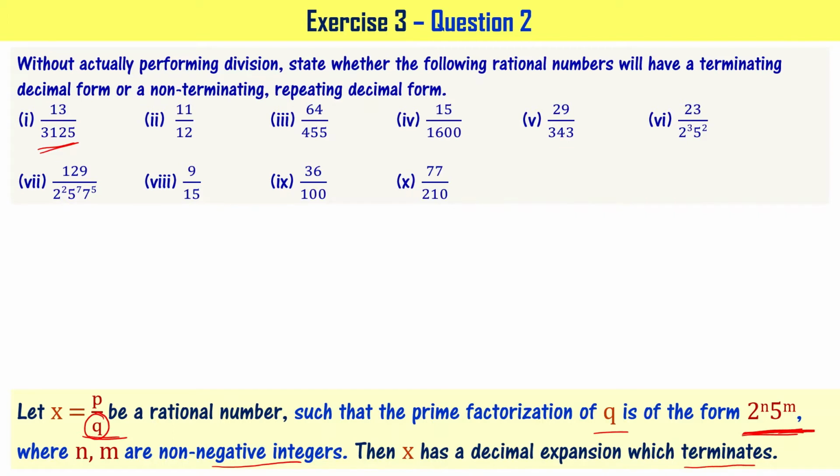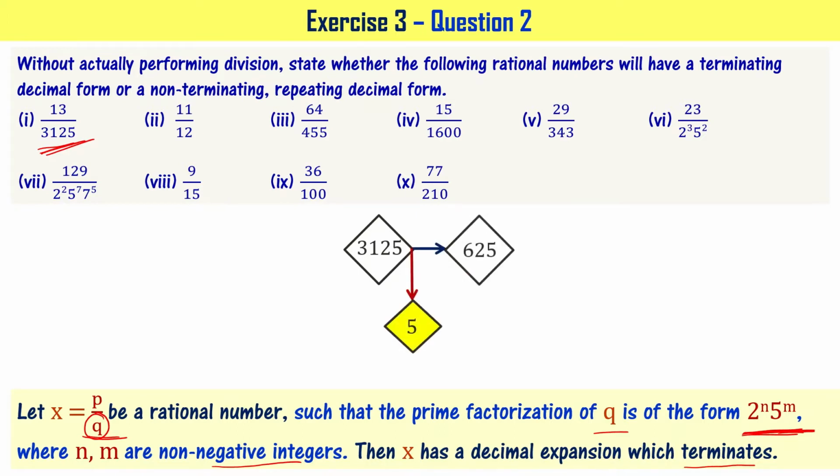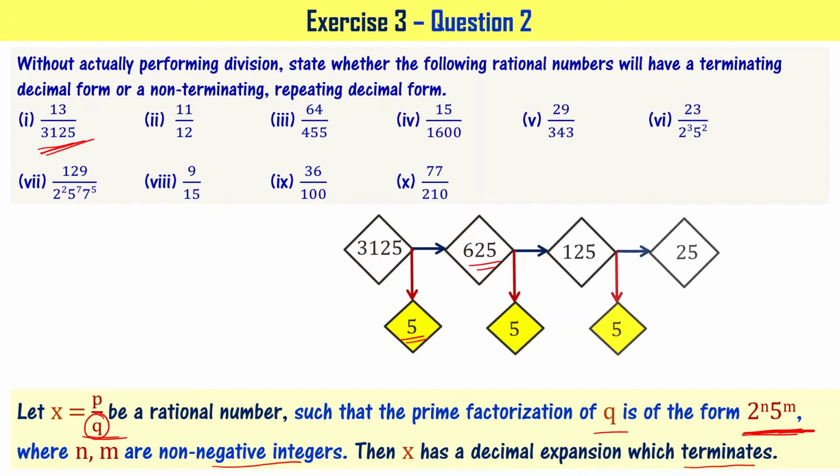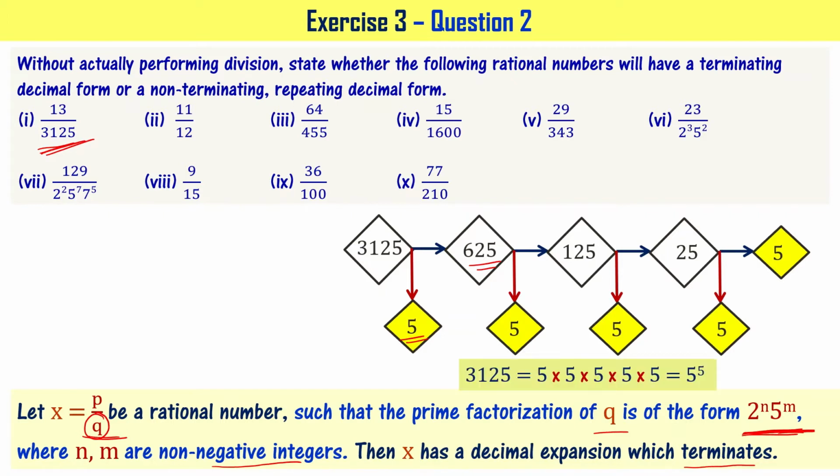Let's start with the prime factorization of the denominator for the first problem. The denominator is 3125, right? Let's do prime factorization of this. It can be written as 5 times 625, right? Here 5 is the prime number and 625 is the composite number. Let's write 625 now as 5 times 125, and 125 can be written as 5 times 25, and 25 can be written as 5 times 5. If you look at this, you can say that 3125 is equal to 5 power 5, right?